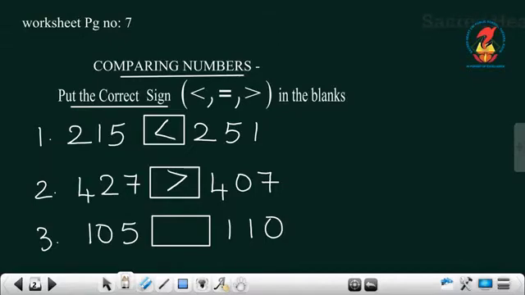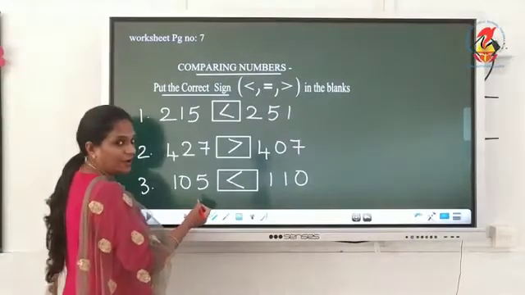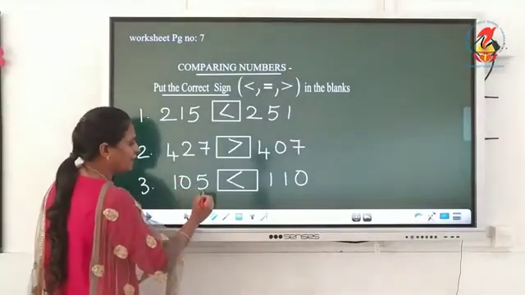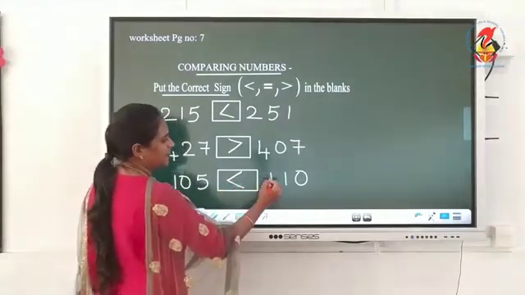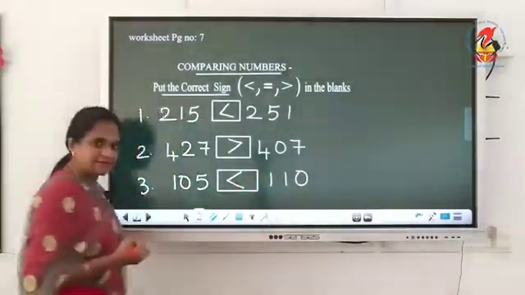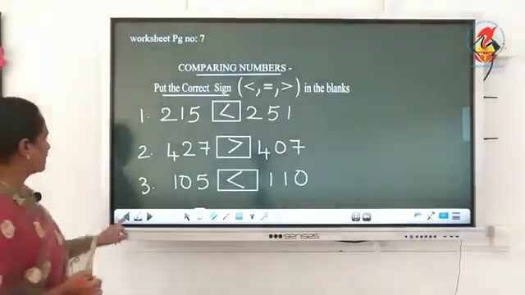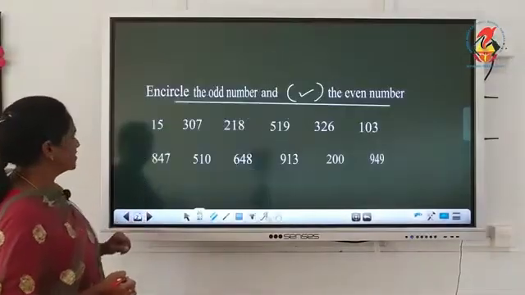Third question, 105 and 110. Which one is greater? 105 or 110? 110 is greater. So, how will you put the correct sign? The crocodile will open the mouth and eat the greater number. So, how will you read it out? 105 less than 110. Got it?